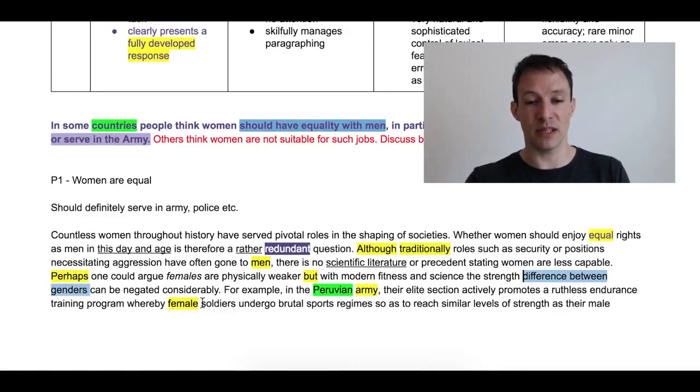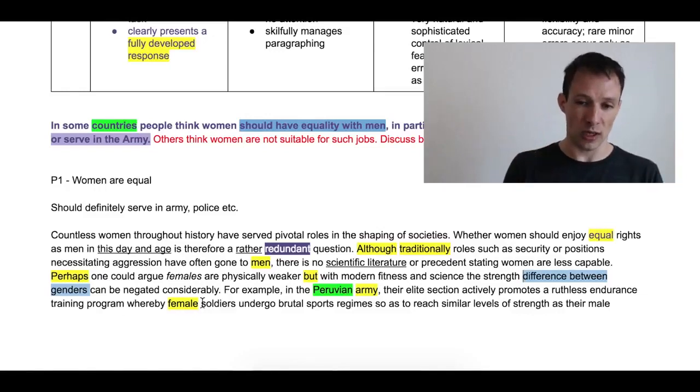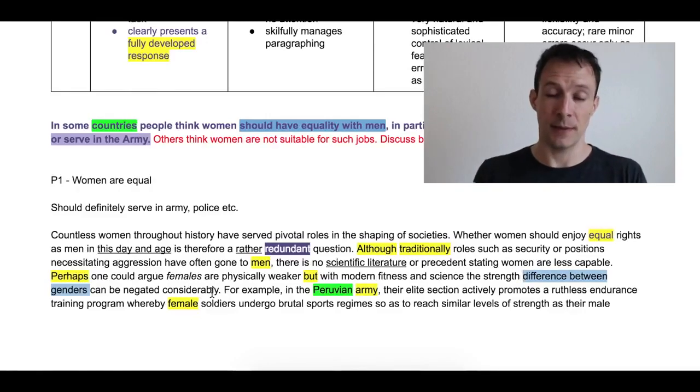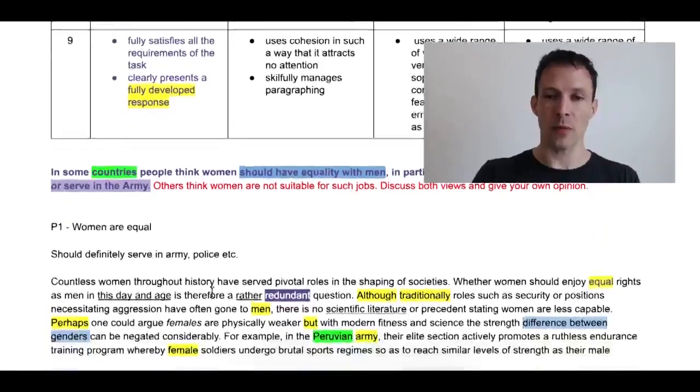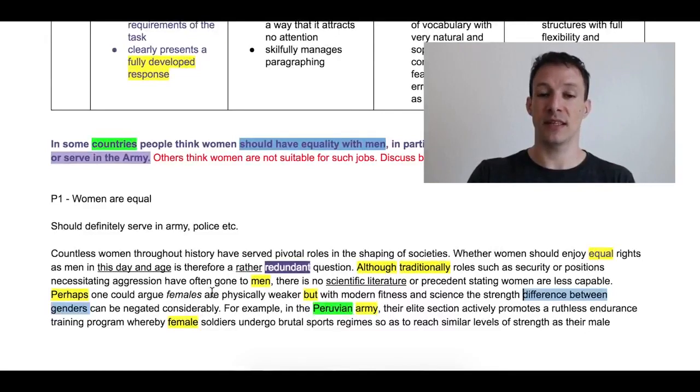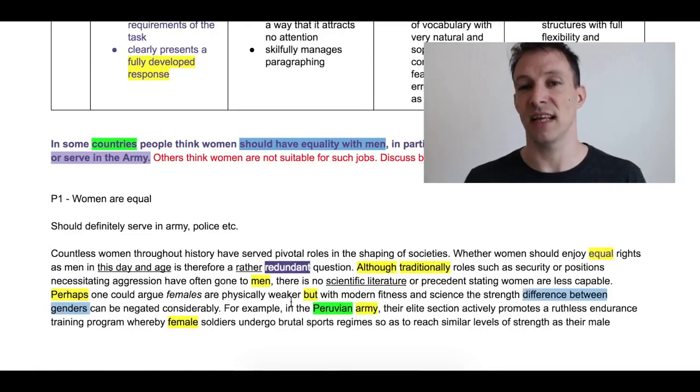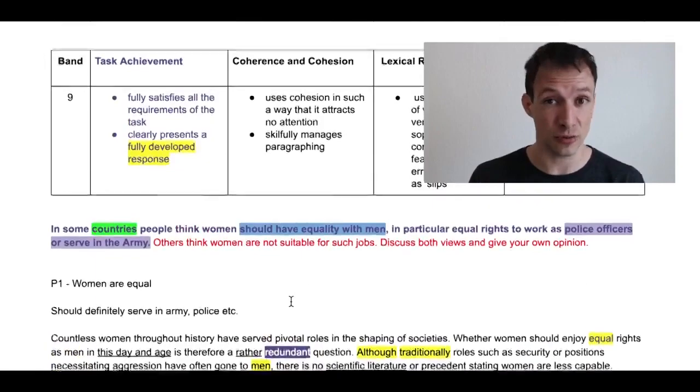Also, I'm using female soldiers. So it's all related to the question. There's no way that I'm going off topic. So task achievement is definitely going to be answered there. Perhaps I could go into more detail about countries, but nevertheless, that's very much on topic. Perhaps in the second body paragraph, I'd go into more detail about countries just to make sure.